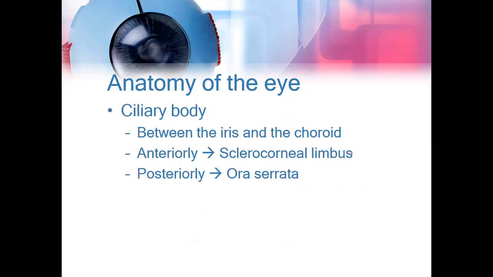Next, we have the ciliary body, which is like a thicker portion of this layer, between the iris and the choroid. Anteriorly we have the sclerocorneal limbus, and posteriorly we have the ora serrata. Can anybody tell me what the ora serrata is?